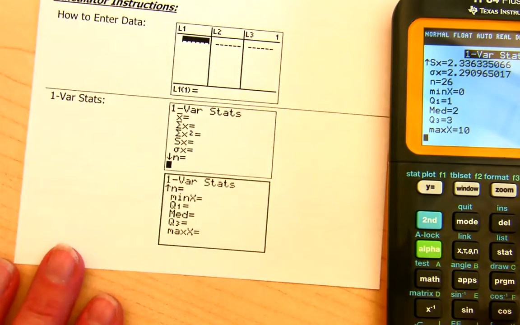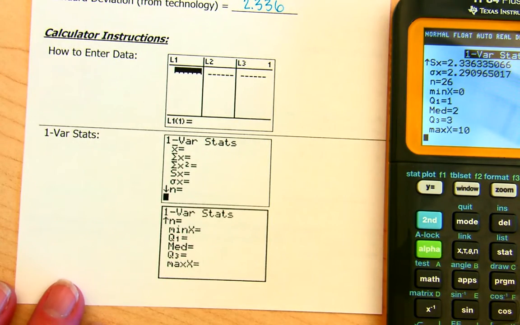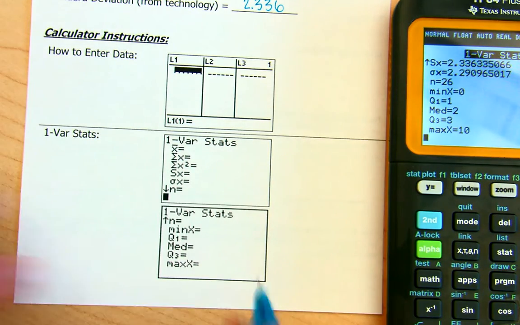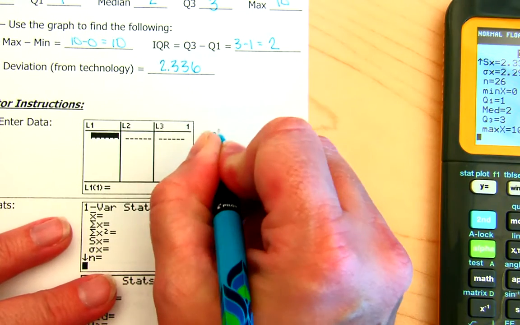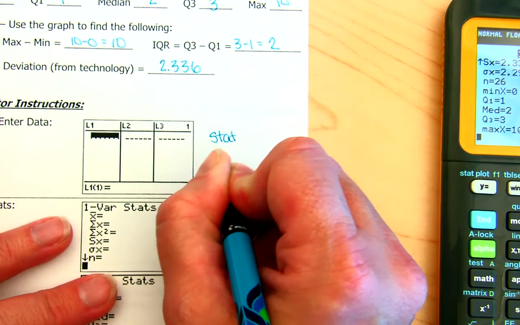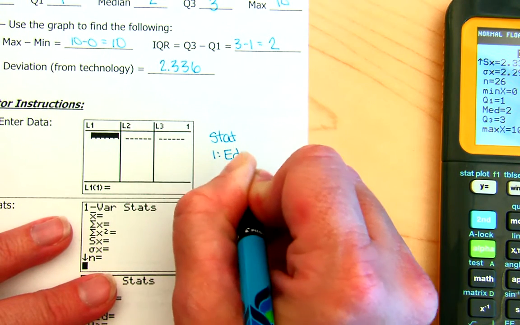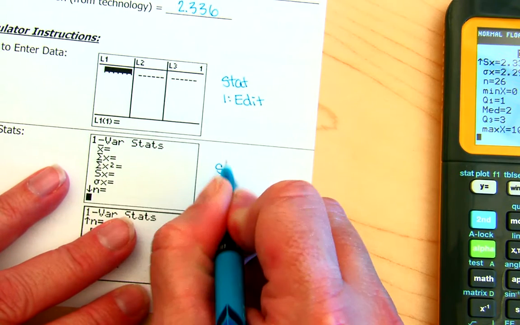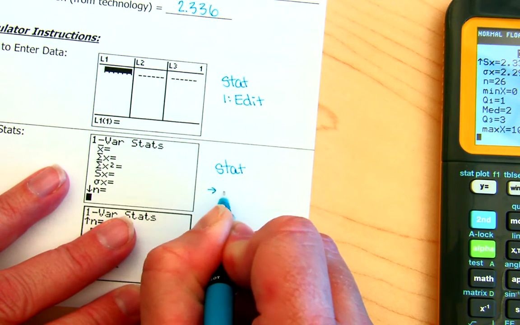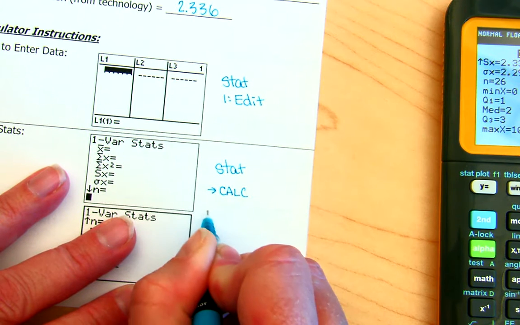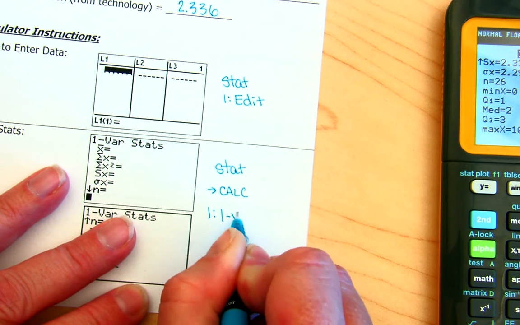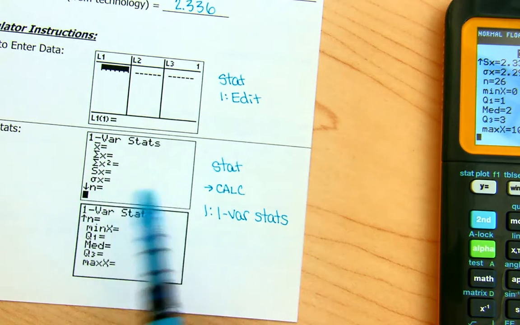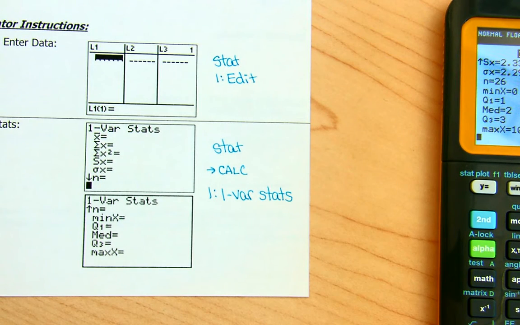And there are the screenshots in case you forgot how to do those. Enter your data. And we'll write it on here again. This is our stat, and then edit. That's how we got to that screen. And then this, we did stat, and then over to calc. And then we chose 1, which is 1-Var Stats. So those are the keystrokes to get to those screens.